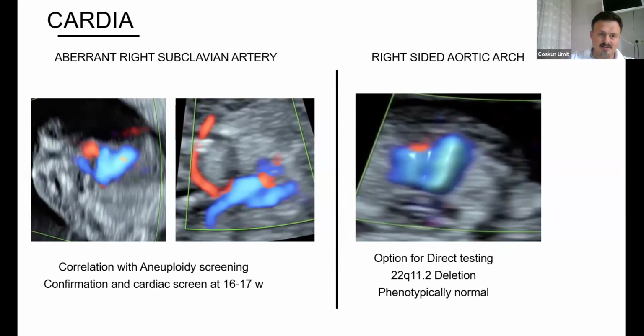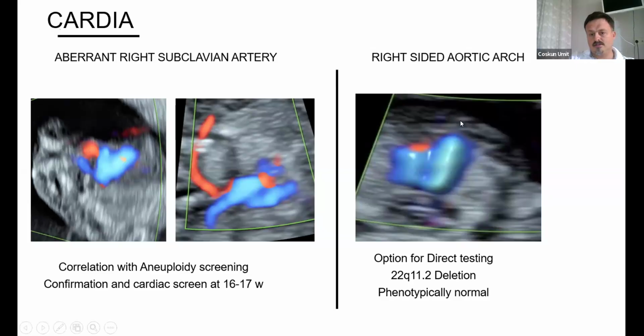We should think about trisomy 18. Yes, the aberrant subclavian. This is one of my favorites. It is hard to catch it, but it's great. I feel happy when I catch an aberrant subclavian artery in the first trimester. Sometimes it's a normal variant. If it is isolated, there is no need to worry. In the normal population, 1% of people have this abnormality or this variant. But cardiac screening and confirmation at 16 weeks is very important.